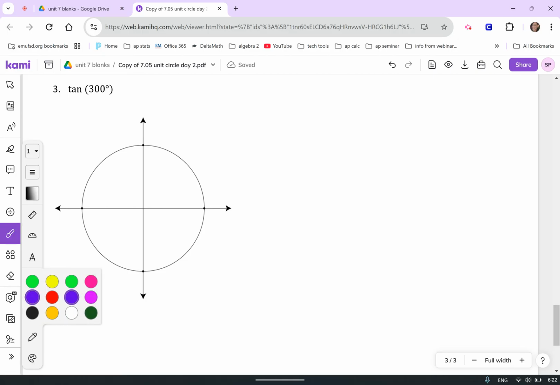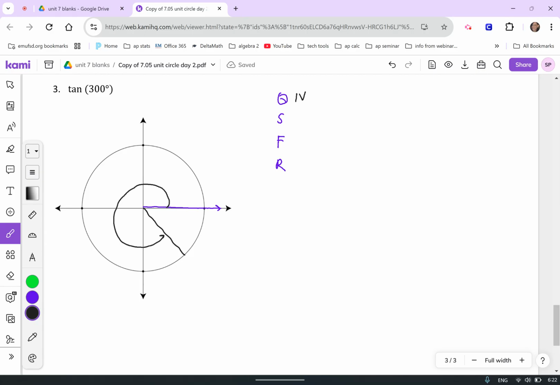So again, first thing we're going to do is find the quadrant that the angle lies in. 300 degrees is in quadrant 4, so the terminal side would be here. And here's my angle, 300 degrees. And you're going to draw a perpendicular line up to the x-axis. Here's my radius of 1.